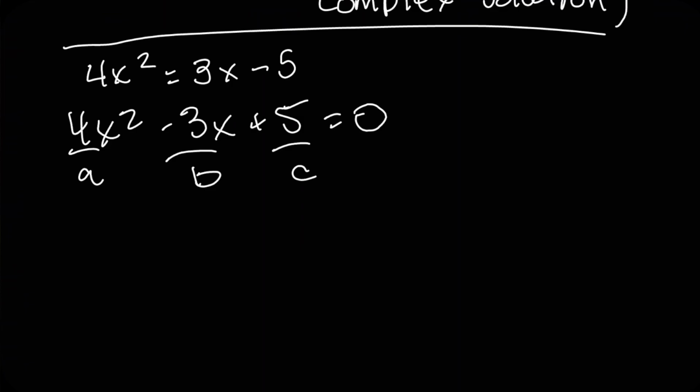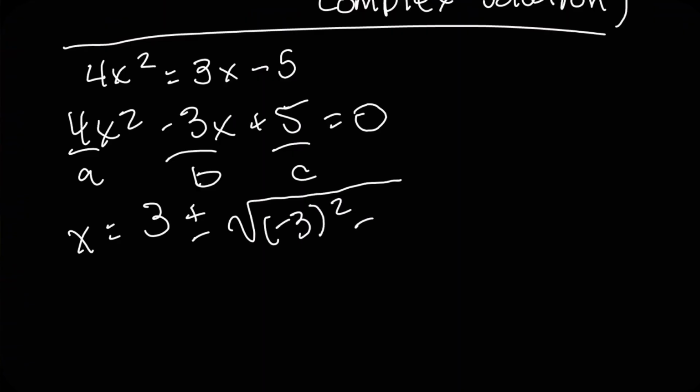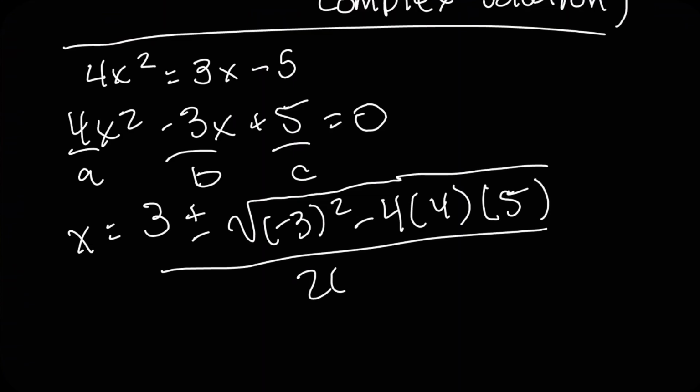So plugging it in, we'll have x is equal to negative b, or negative 3. So again, careful with your signs. This is a positive here, plus or minus. And then we'll have our b squared, or negative 3 squared, minus 4 times a, which is 4. And then our c is 5. All divided by 2 times a, which is 4.